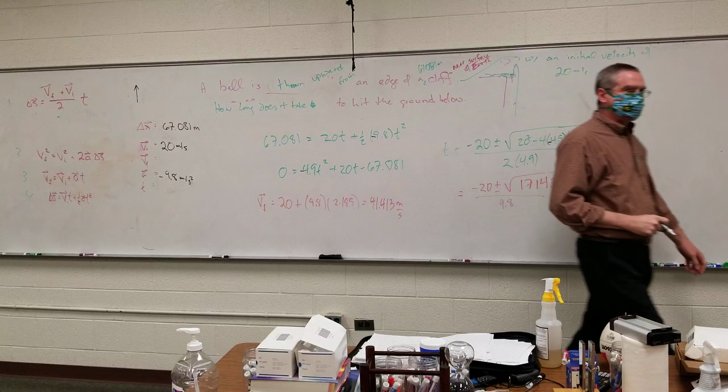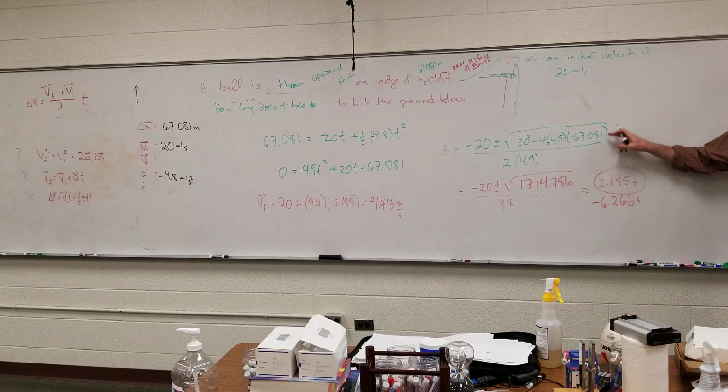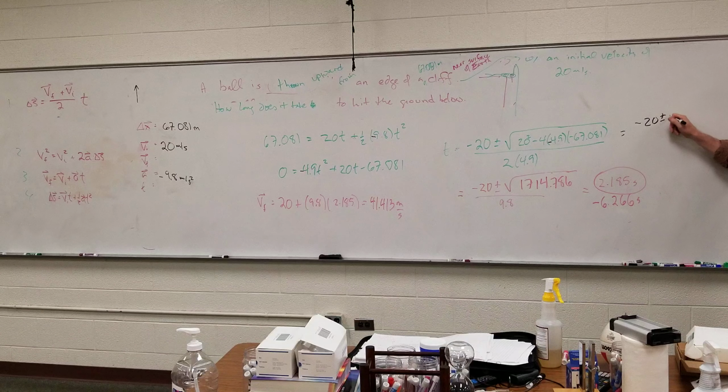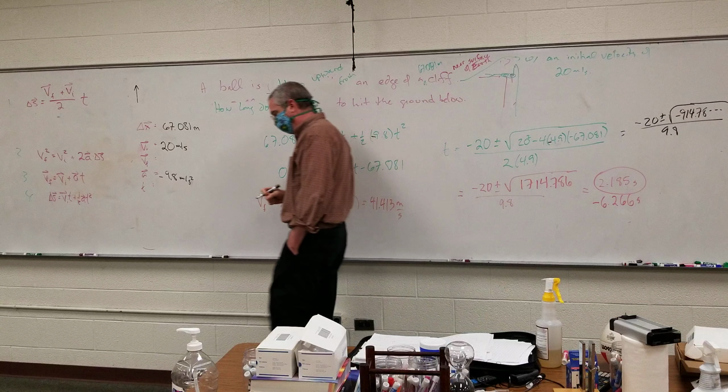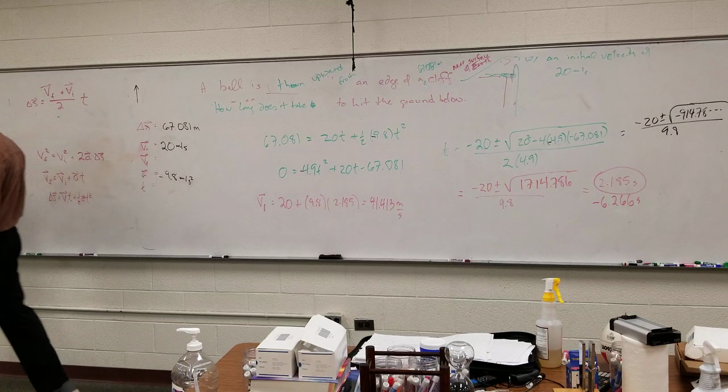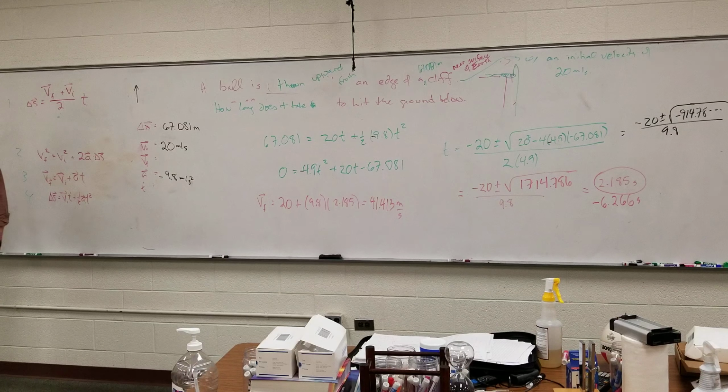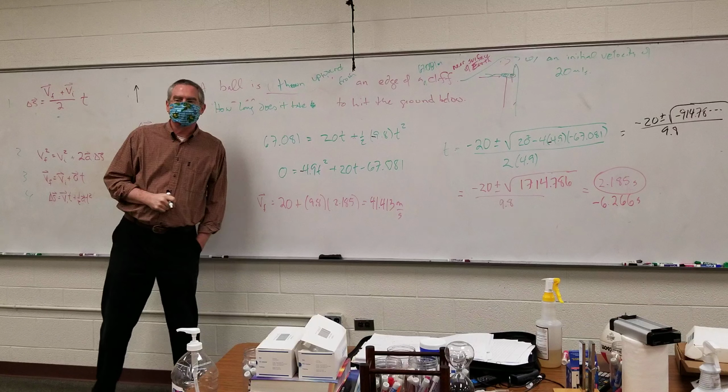All right, so what do we get? What's the discriminant now? The part just under the radical. Don't take the square root. Negative 914.7876. So what happens now? You can't take the square root of a negative number, can you? Yeah, it's an imaginary number.